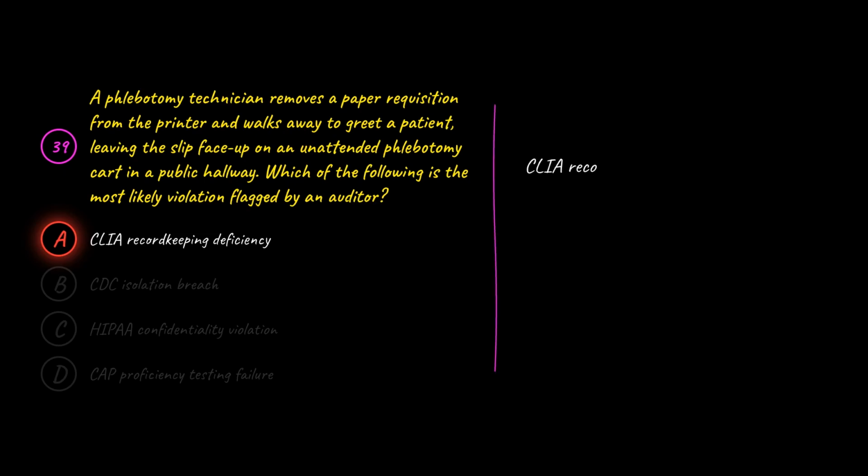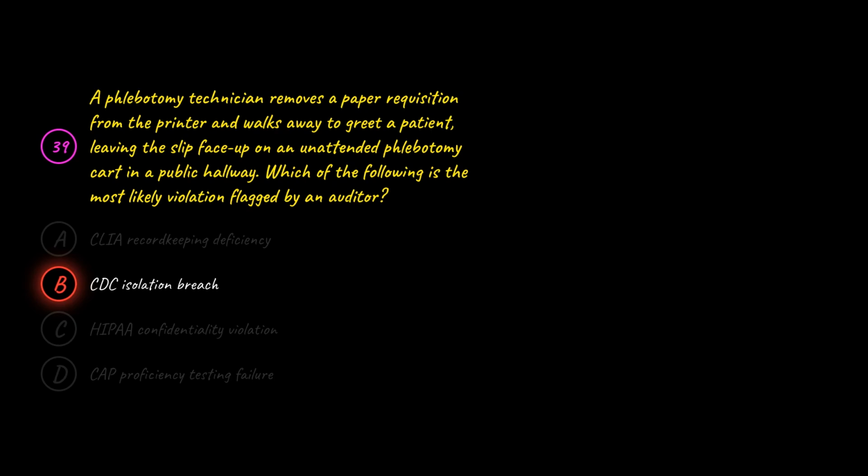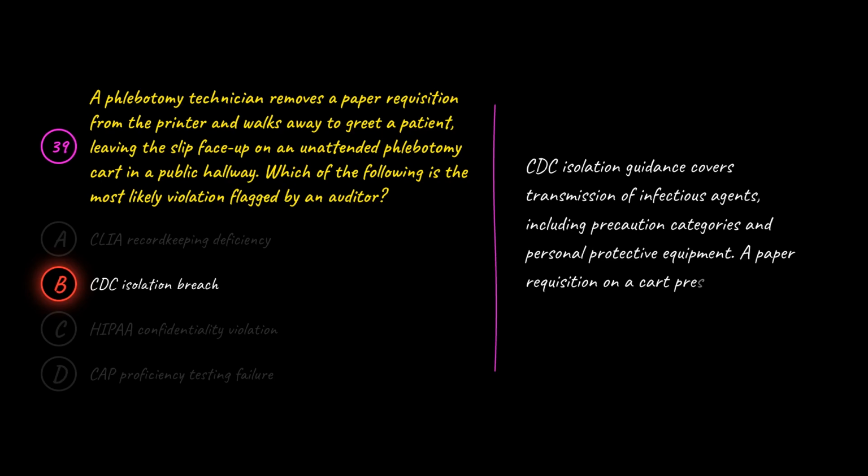A is wrong because CLIA record keeping focuses on test logs, calibration history, and personnel competencies rather than how requisitions are physically secured. The visible exposure here is a privacy issue, not a CLIA documentation gap by any reading. B is wrong because CDC isolation guidance covers transmission of infectious agents, including precaution categories and personal protective equipment. A paper requisition on a cart presents no biological transmission concern, so the isolation framework does not apply here.